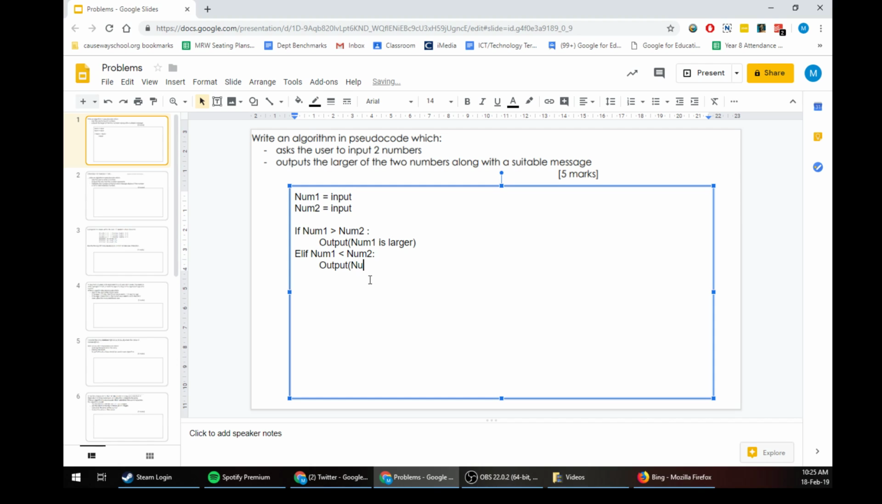output num2 is larger. If num1 isn't greater than num2, and if num2 isn't greater than num1, we know that they're going to be the same. So else, output num1 and num2 are the same. So what we've got here is our two numbers being input, and then we're outputting the larger of the two numbers along with a suitable message. If we just did that, it's not a suitable message, we wouldn't pick up the mark for it.